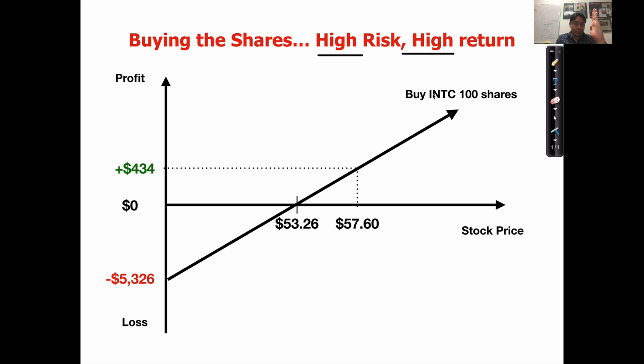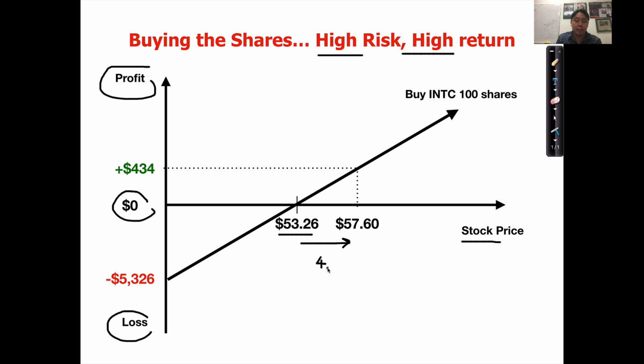Now, on the y-axis, we have got profit and we've got loss. And that's the break-even zero line. So anything above that's profit, below that's a loss. On the x-axis, we have got the share price, as you can see over here. So if you were to buy Intel shares at 53.26, that's your entry price, correct? Okay, so if Intel shares increase by $4.34 in this case, what happens? Right? Share price increases, you make a profit of 434 because you multiply by 100 shares.